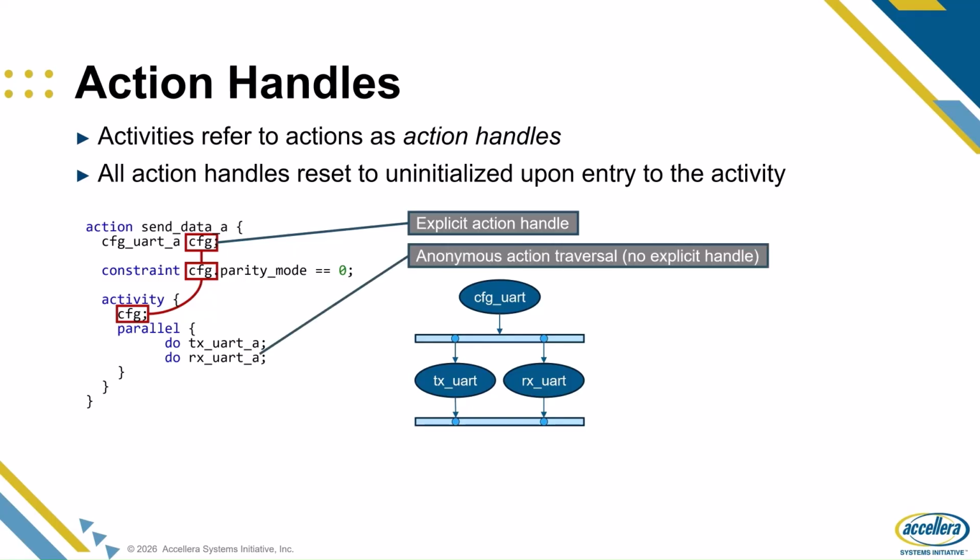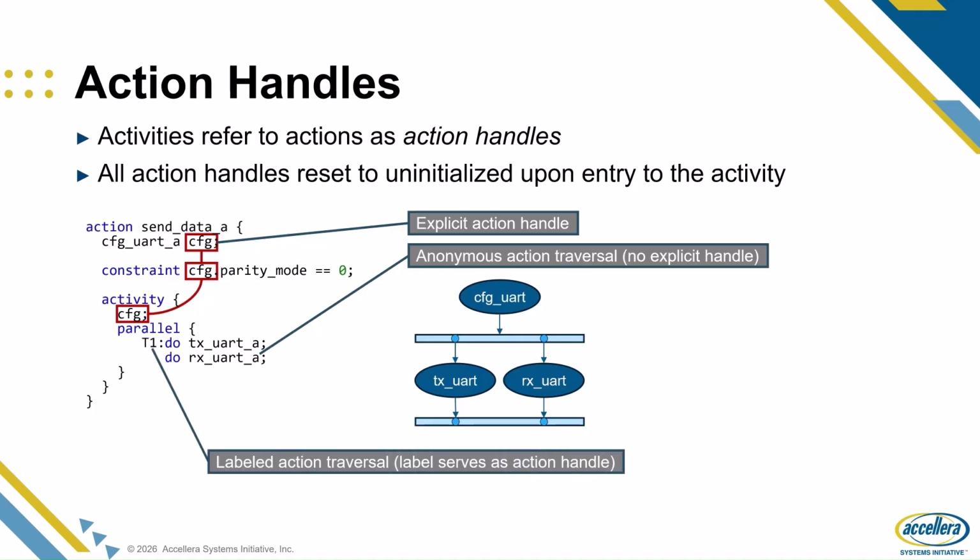We can also traverse actions by type using the do keyword with an anonymous action traversal statement. And we can add a label to an anonymous traversal, creating a named reference, in this case T1, so you can refer back to it later. So using the label, we can constrain Rx byte to equal T1's TX byte.